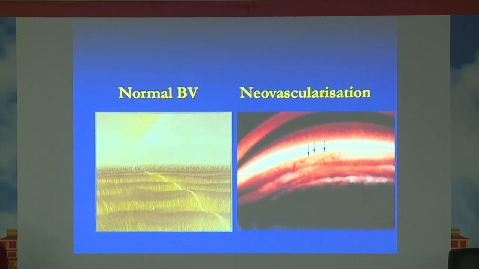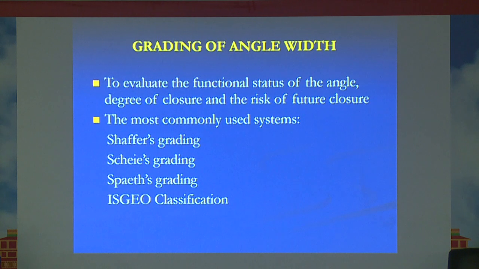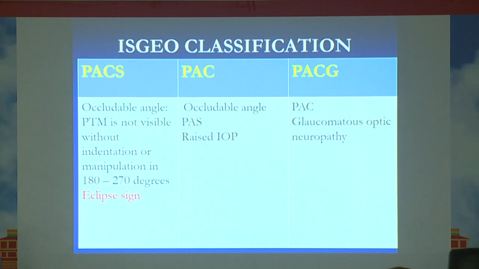Now coming to normal blood vessels and neovascularization. Normal blood vessels have a radial orientation, whereas neovascularization does not. Neovascular vessels are fine and can branch, but normal blood vessels are thicker. These are the differentiating points between normal and pathological blood vessels. The most important classification is the ISGEO classification, like PSC, PSCS and PSCG, where occludable angles are those with posterior pigmented trabecular meshwork not visible.